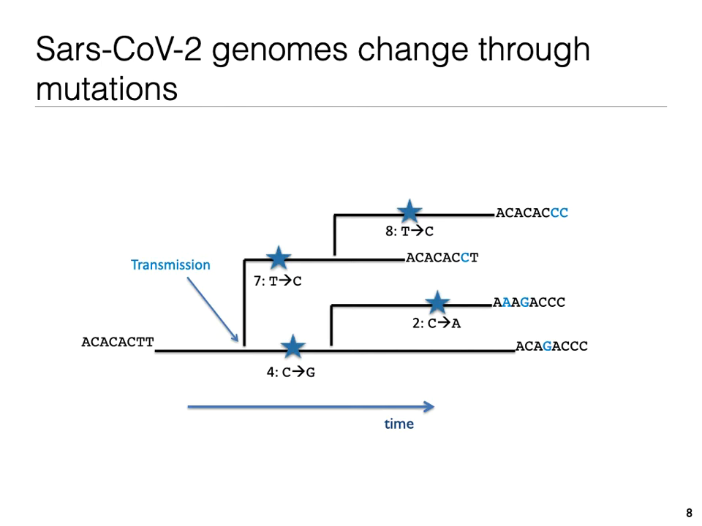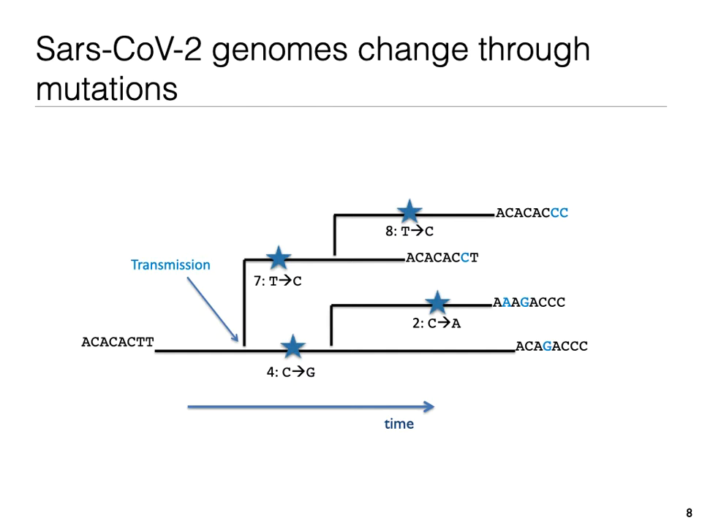And in both individuals, obviously the virus is replicating, and in the first individual, at some stage, it mutates from a C to a G on the 4th position, while in the second individual, it mutates from a T to a C on the 7th position. And further downstream, we would see additional transmission events as well as mutation events.